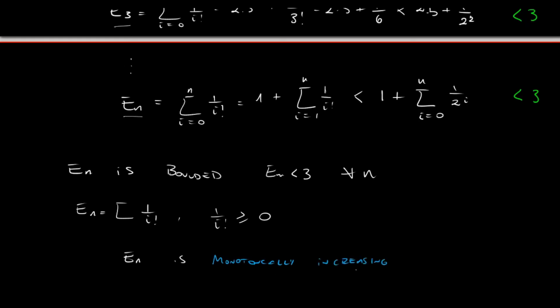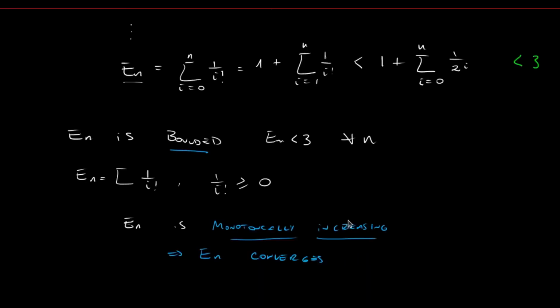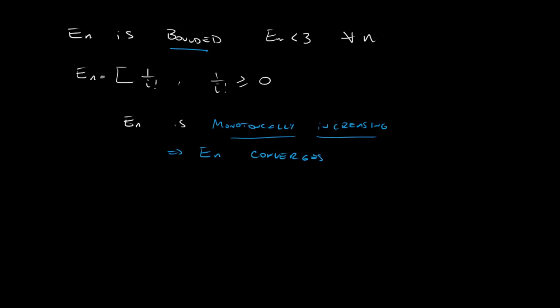If you don't remember what this meant, then I recommend you go check out the videos about sequences. So E sub n is a bounded and monotonically increasing sequence. And this, with a theorem we had, tells us that E sub n converges. It's actually a very complicated calculation, so we're not going to do it, but it converges to e, where e is the number 2.71. It's an irrational number.